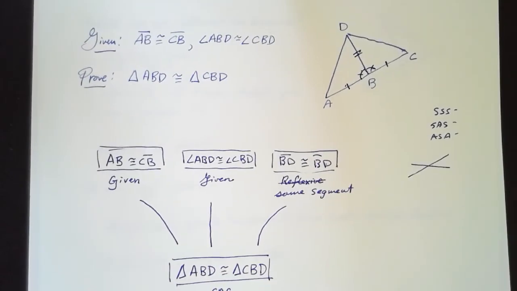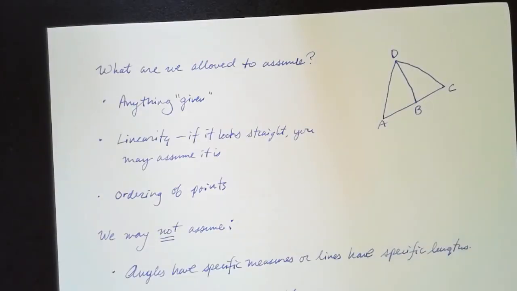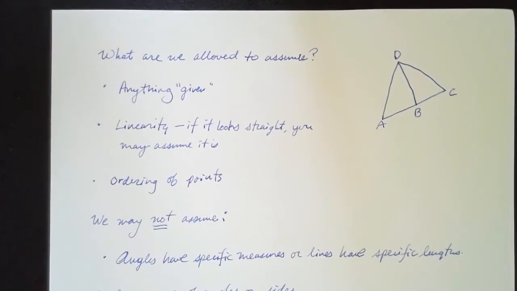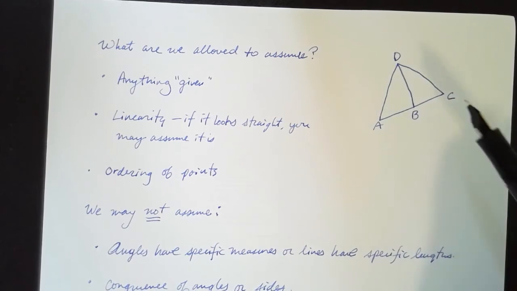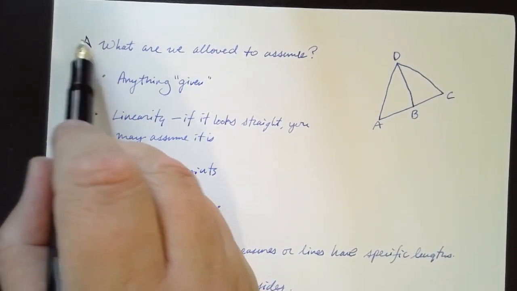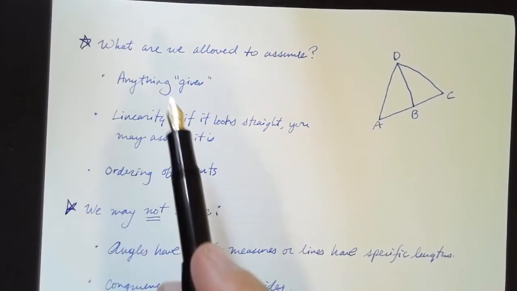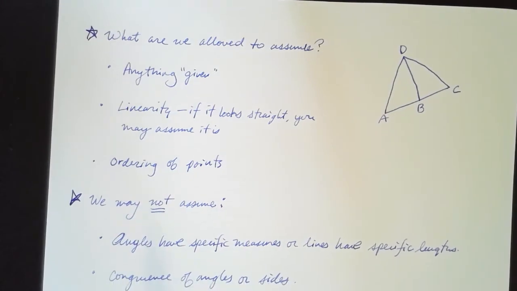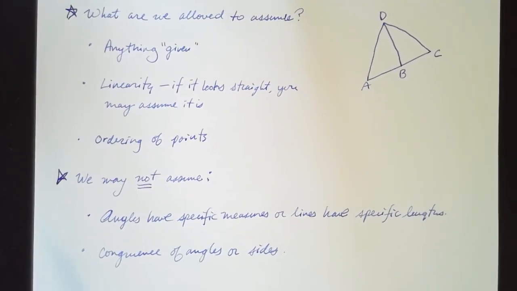Let me make one more quick comment before we conclude this video. I just want you to start thinking about what are some things that we are allowed to assume in a problem, and what are we not allowed to assume? What are we allowed to assume? And what we may not assume? Well, what we are allowed to assume, first of all, we're allowed to assume anything given. If something is stated as a given, then it's not assumption. You're given it, so you're allowed to use that.